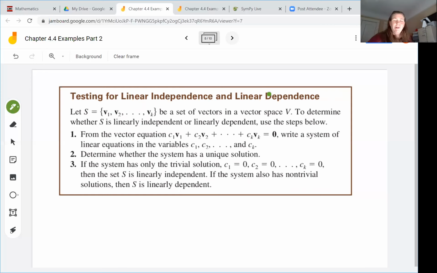Okay, in the next example, we're going to look at some theorems. So we will do that in a continuation video.